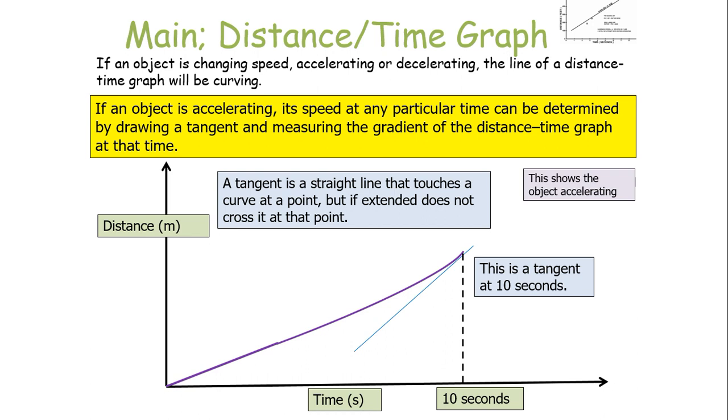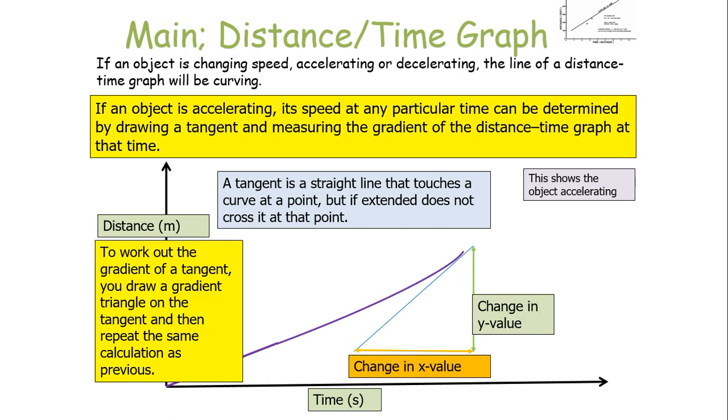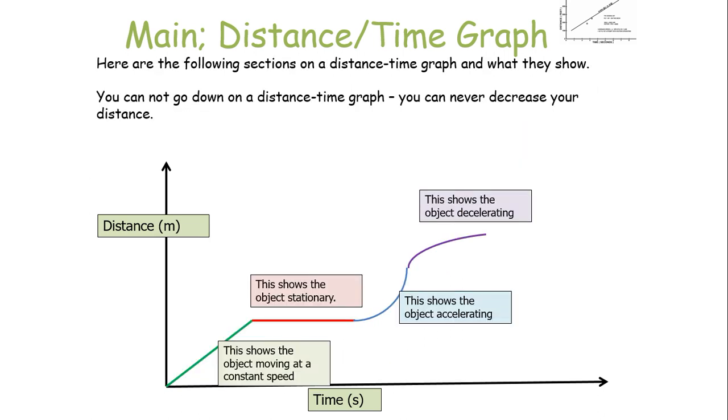Now, a tangent is a straight line that touches a curve at a point, but if extended, doesn't cross at that particular point. So, for example, if we wanted to have a tangent at 10 seconds, such in this graph, the line which we've drawn would only touch the curve at that 10 seconds. Now, if you want to work out the gradient of your tangent, you would just work out the gradient via the same methodology as before. So you draw a gradient triangle on your tangent and do your change in y divided by your change in x.